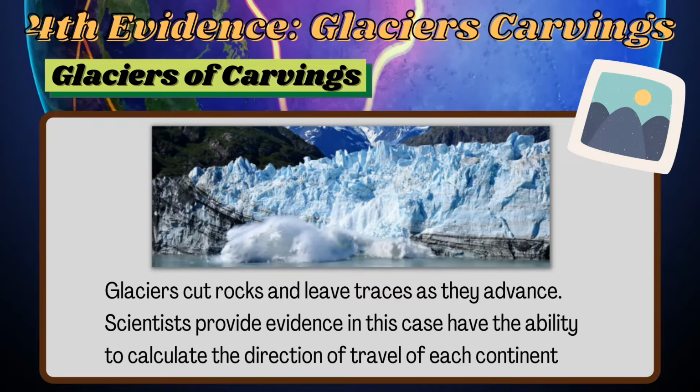Fourth evidence, glacier carvings. Glaciers cut rocks and leave traces as they advance. Scientists who study this evidence have the ability to calculate the direction of travel of each continent.